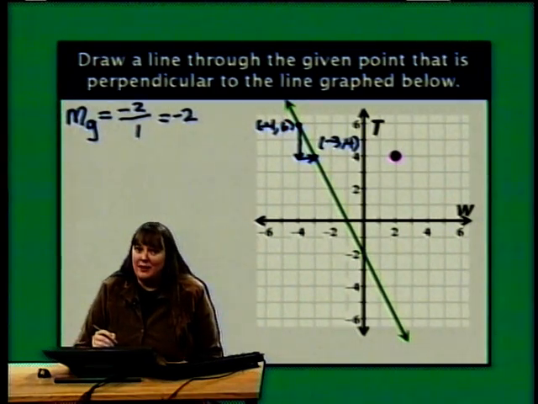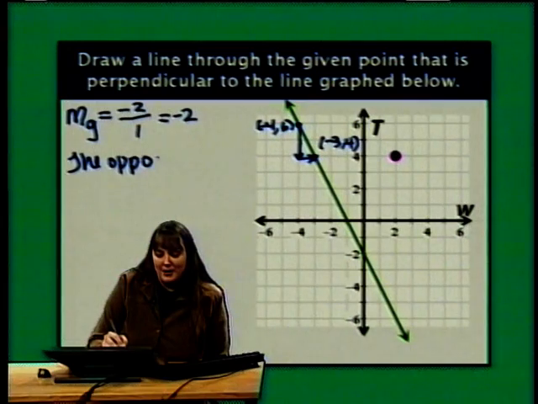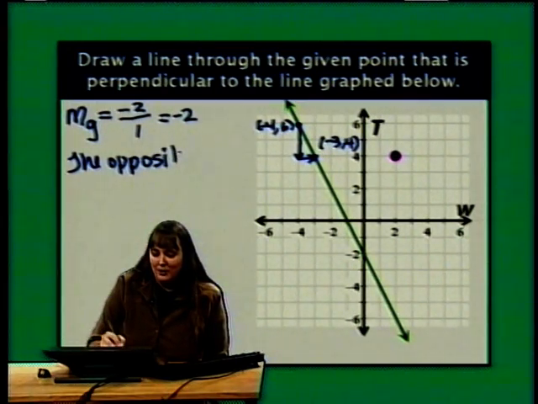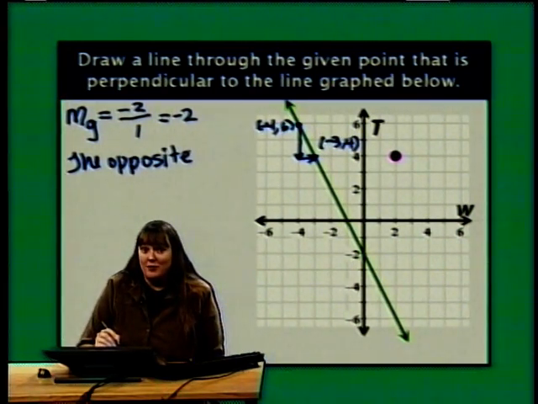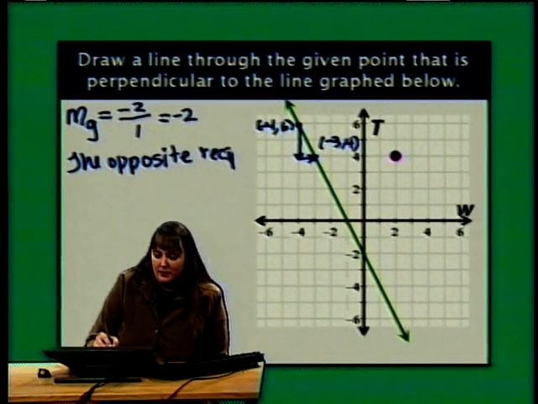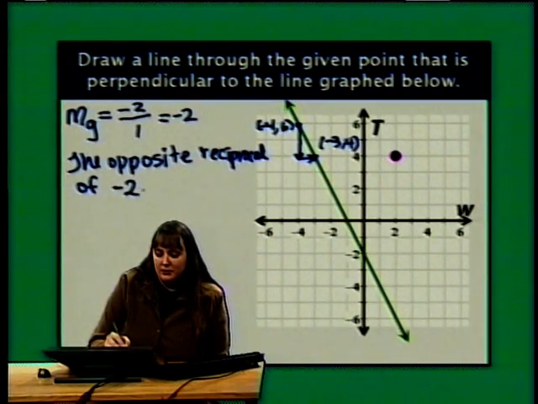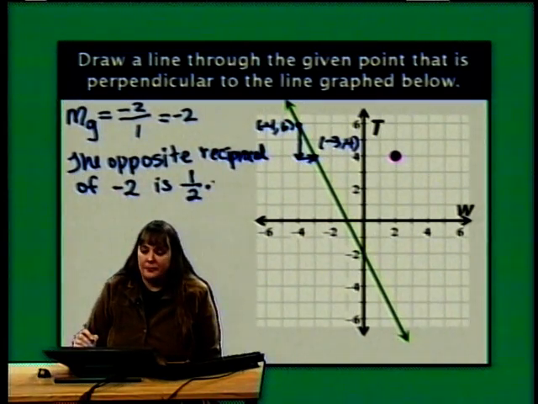So now I need to think about what is the opposite reciprocal of -2. Since I need to take the opposite, -2 is a negative number. The opposite of a negative number is a positive number. So I know my result will be positive, but I also have to take the reciprocal of 2. The reciprocal of 2 is 1/2. So the opposite reciprocal of -2 is positive 1/2.